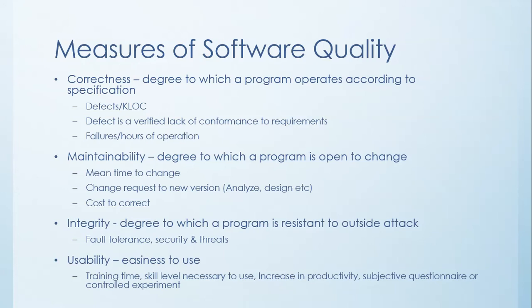You could have things like correctness. That's the degree to which a program operates according to specifications. So that's the defects per kilolog, for example. Defect is a verified lack of conformance to requirements. And you could also have things like failures per hour of operation, for example.